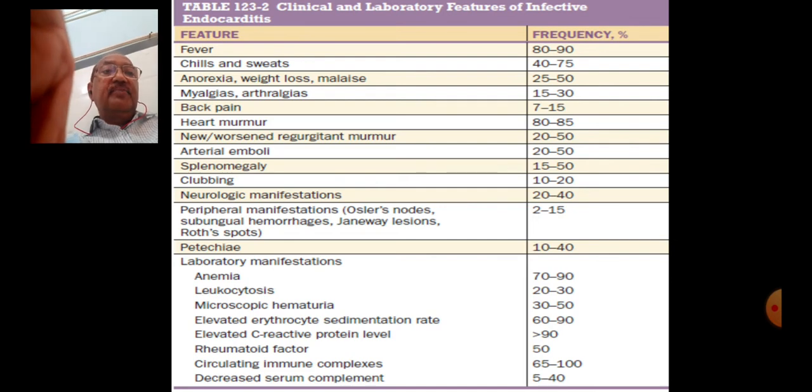In laboratory manifestations, we have anemia, leukocytosis, microscopic hematuria, and elevated ESR and CRP. Sometimes rheumatoid factor is also positive, with circulating immune complexes and decreased serum complement.